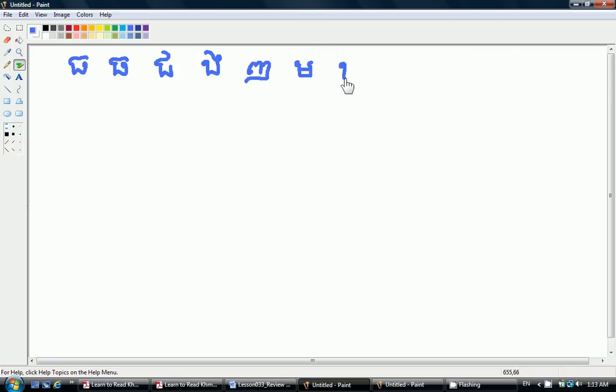Start with an outside circle. Okay. Now write yo. Yo is similar to ko, but it has an inside circle. There. Okay. Now let's write vo. Vo is just like ro, but has a long hair. Okay. Now write door. It's from lesson 32. Okay. And then tall.